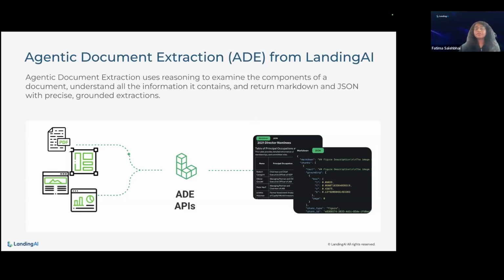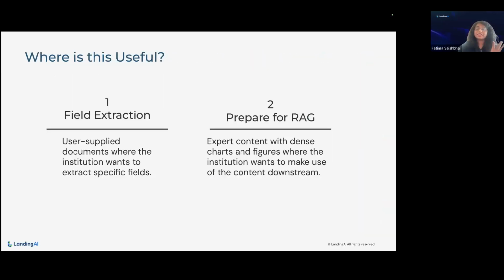And I will go into some of the features of this API soon, but let's first understand where this can be useful. This is useful majorly in two cases. First is field extraction, and the second is preparation for RAG, which is retrieval-augmented generation.